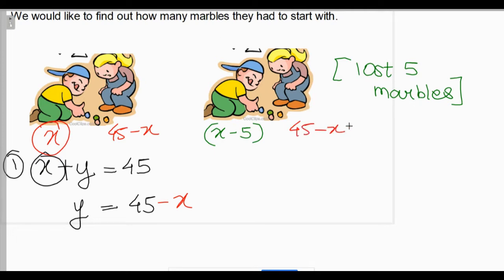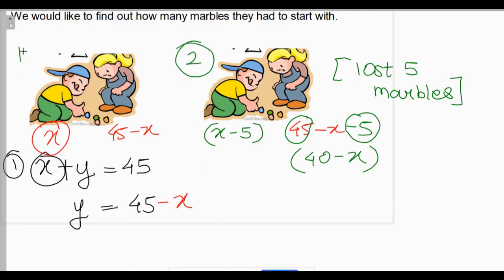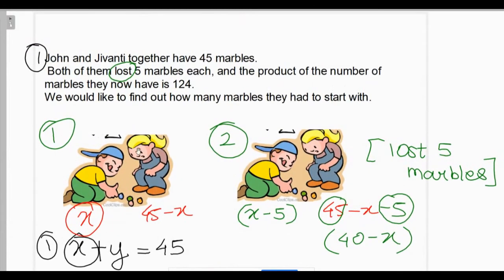But Jivanti also lost 5 marbles. Correct? So what is the new value of Jivanti? You can do number minus number: 45 minus 5 is 40. So 40 minus x is the new value after losing 5 marbles. This was the meaning of statement number 2. Okay. Now let's see what statement number 3 is.